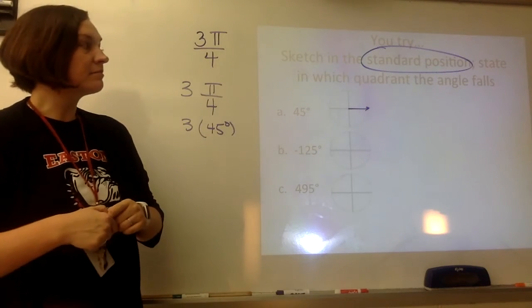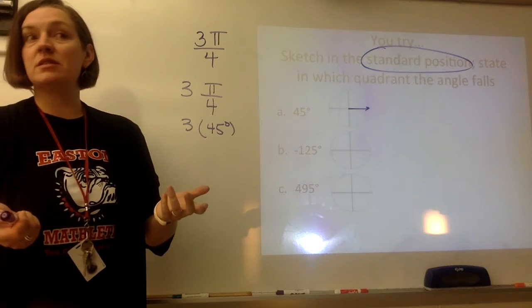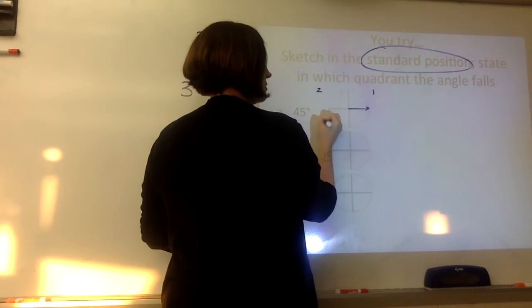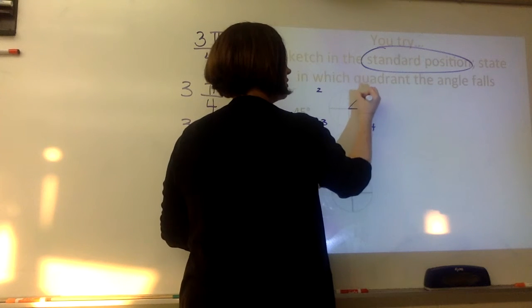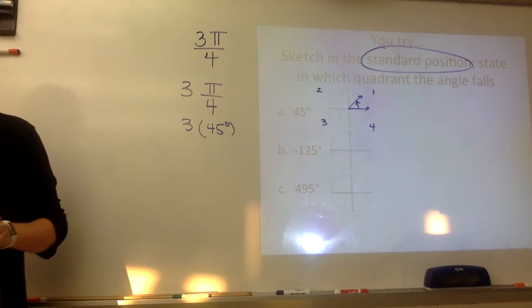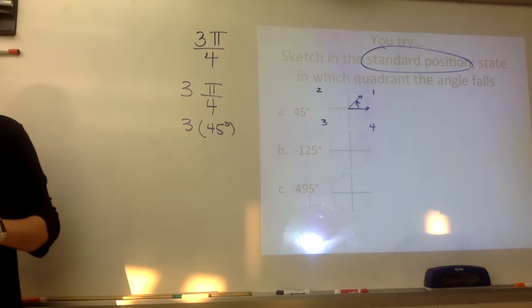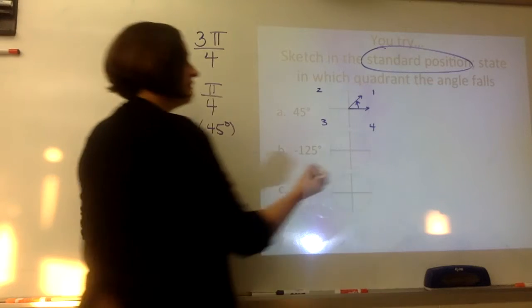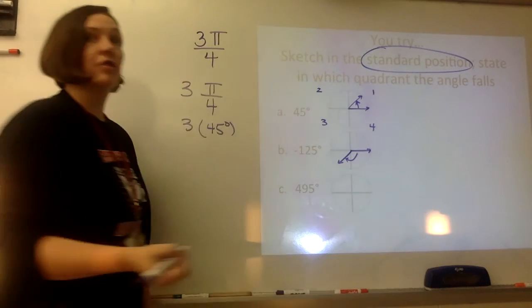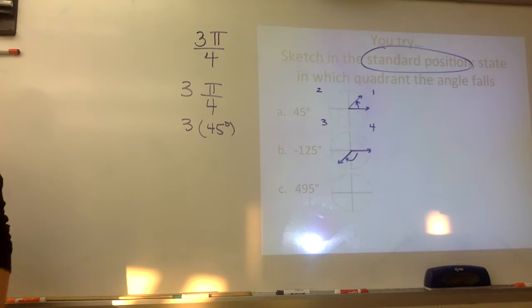Whatever. So, do we all know the quadrants? Just as a quick review. Quadrant 1, Quadrant 2, Quadrant 3, Quadrant 4. 45 degrees would be here. The answer would be that it falls in Quadrant 1. Negative 125. Initial position here. Running around. Quadrant 3. Quadrant 3 is where the angle falls.